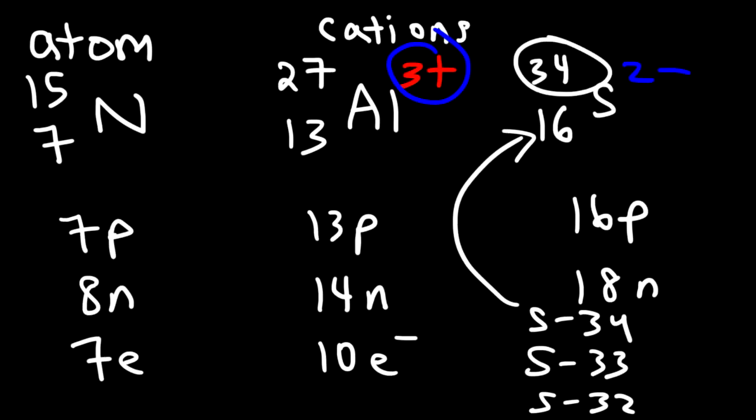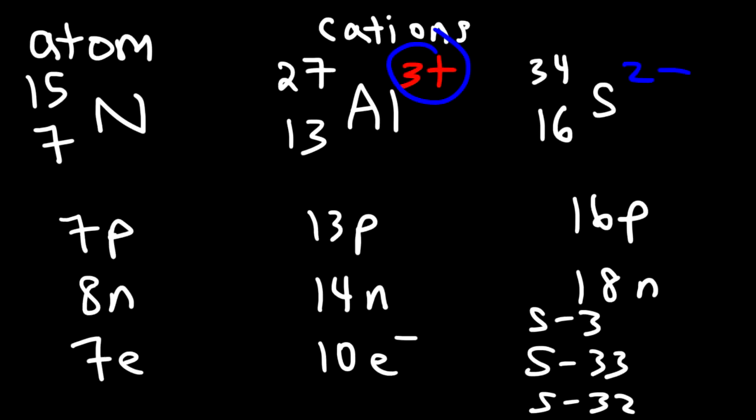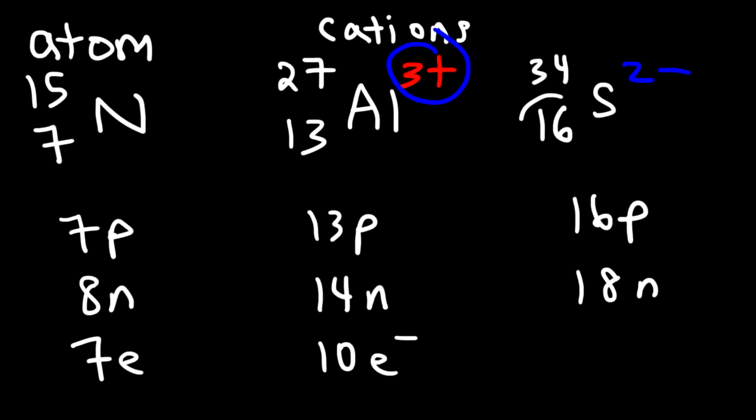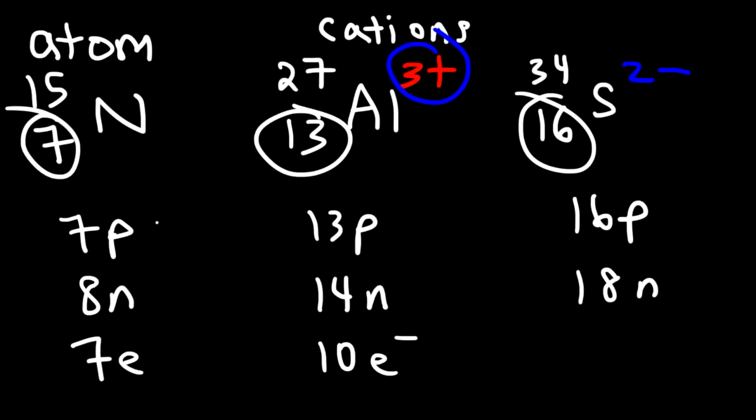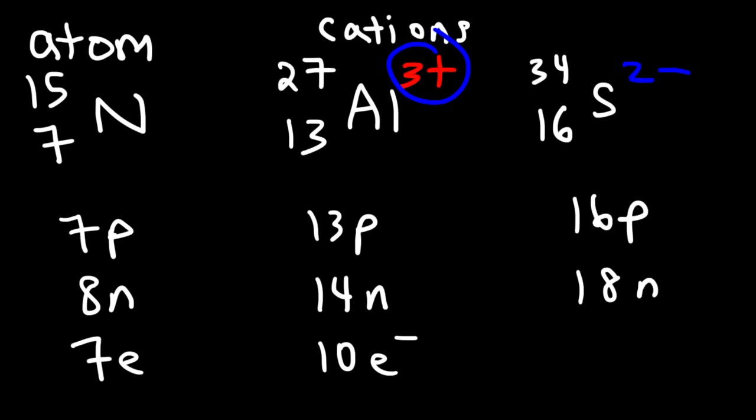The mass number identifies the isotope number. The atomic number identifies the element. So anytime the atomic number is 13, you know that the element is aluminum. Anytime the atomic number is 7, the element is nitrogen. So the atomic number identifies the element, and the mass number identifies the isotope within a certain type of element.